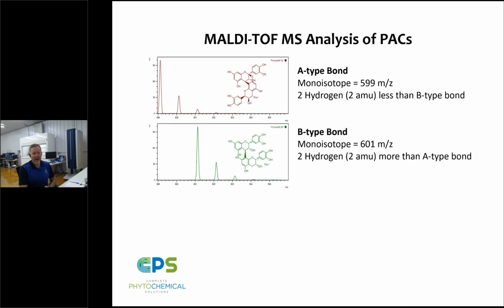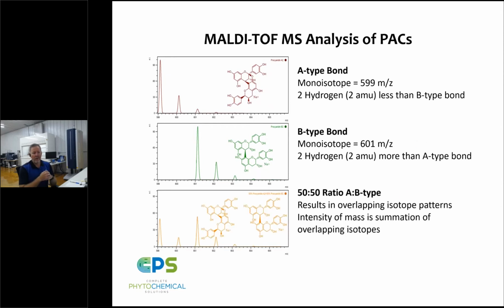Similarly, if we are to look at a B-type proanthocyanidin dimer, we're going to see a similar isotope distribution. The difference between an A-type and a B-type is 2 atomic mass units. And that atomic mass unit difference is due to the loss of 2 hydrogen when a B-type bond is formed into an A-type bond. And so you can see the isotope distributions are similar, but your mass has shifted out 2 atomic mass units heavier. So our mass of interest is 599 for A-type and 601 for B-type.